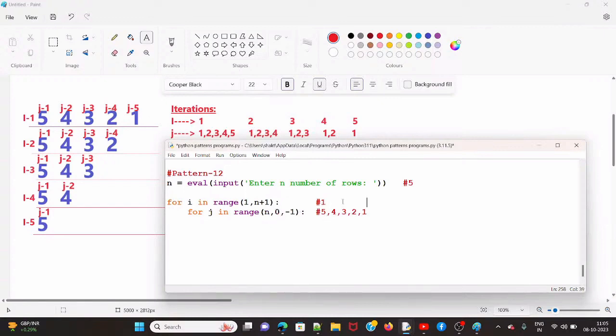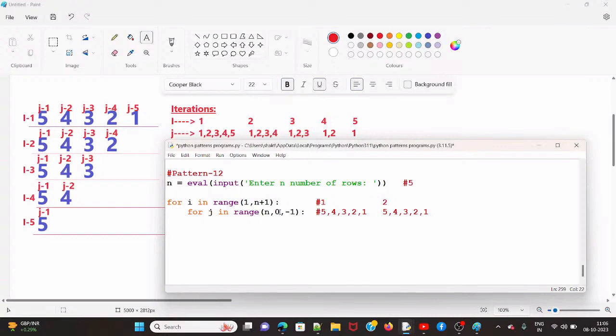But when i value is 2, the output must come only 5, 4, 3, 2. One should not come. But if we take the same range, it's static. Here also one will come, but one should not come. Means the end value should not take 0.